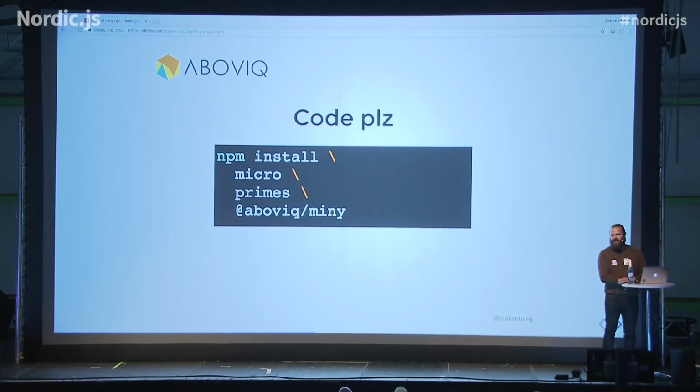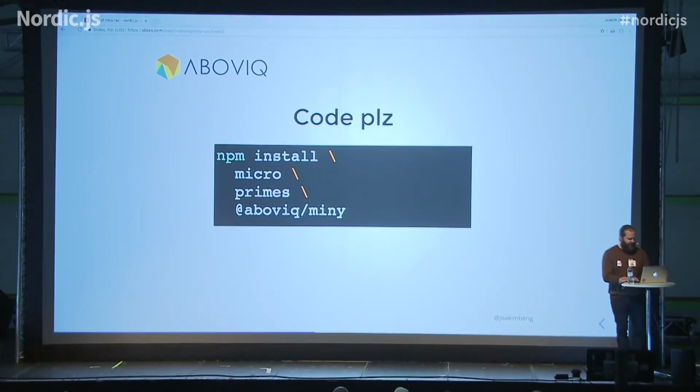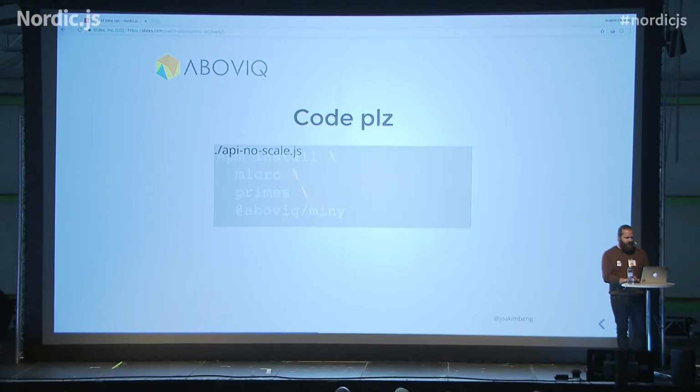We'll install some useful libraries for this. First, Micro, which is a good minimal HTTP library by Guillermo Rauch, who will talk next. And the primes, we will show something synchronous and CPU heavy, so we use a prime number generator from NPM and our own microservice library, Mini.